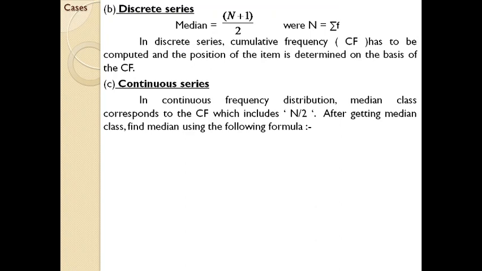Once you have found the cumulative frequency, you need to use the equation n divided by 2 to identify which class has to be selected. And why are we selecting a particular class? Because in continuous series, in order to find the median, there is a separate formula, and in order to use that formula, you need to identify the particular class.